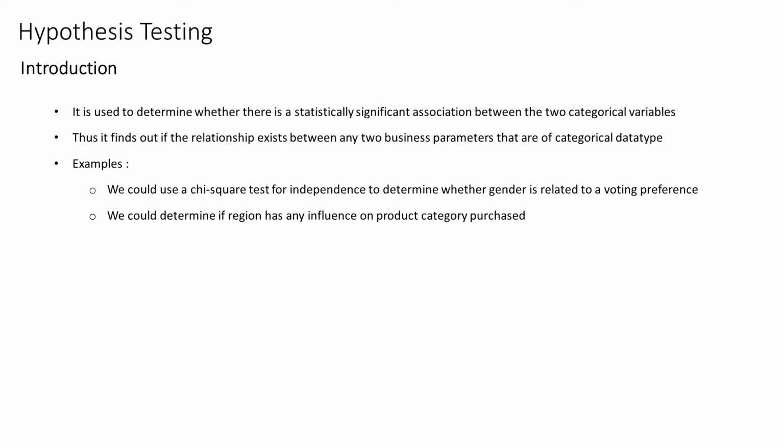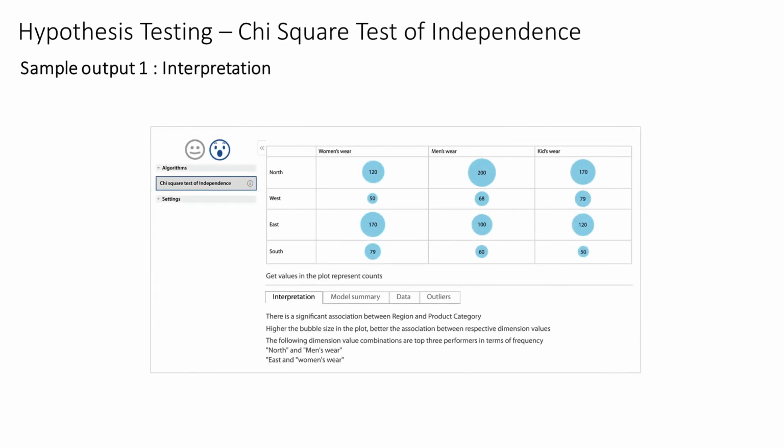Hypothesis testing techniques include the chi-square test of independence, used to determine whether there is a statistically significant association between two categorical variables. This technique is used to determine if a relationship exists between any two business parameters that are of categorical data type. An enterprise might use chi-square to determine if there is a relationship between the region in which a product is purchased and the product or category of product that is purchased. One might use this technique to determine whether gender is related to a voting preference, or whether the two data points are independent and unrelated.